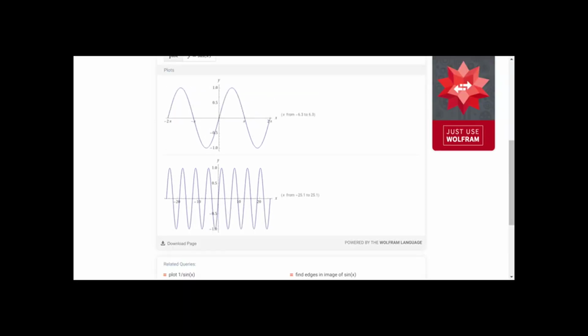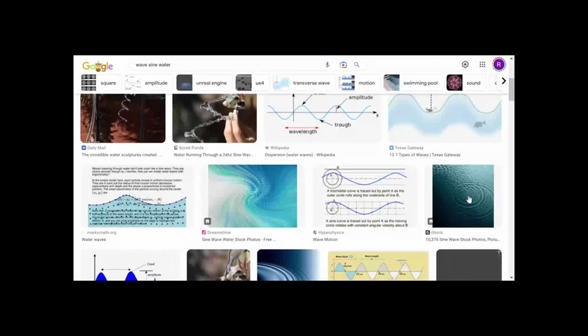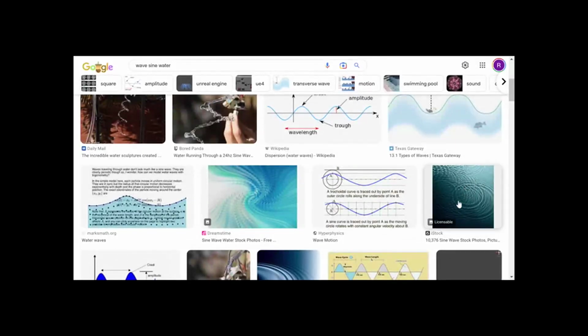Okay, you see this image here? This is showing that if I throw a stone, then you see these ripples coming out. Those ripples are exactly like a sine wave. If you take a stone and you periodically put it in and out of the water, then you exactly get a sine wave.